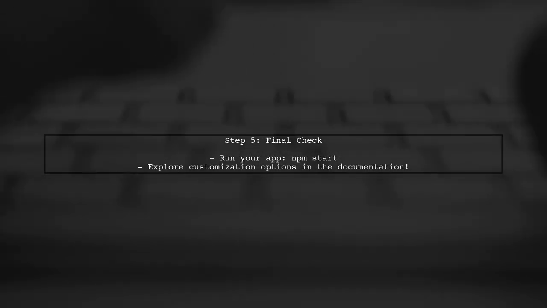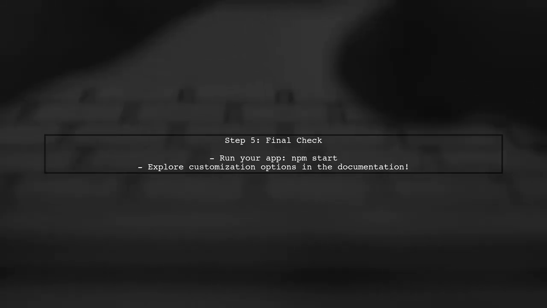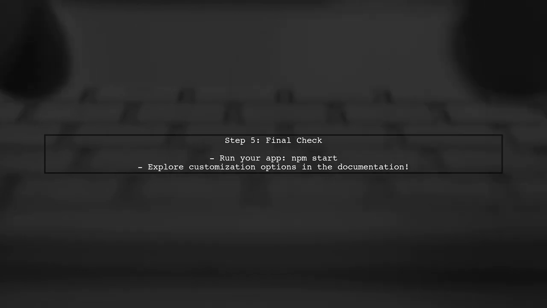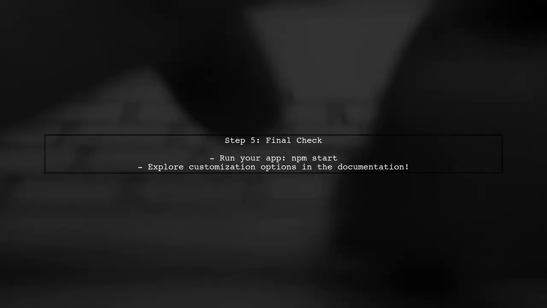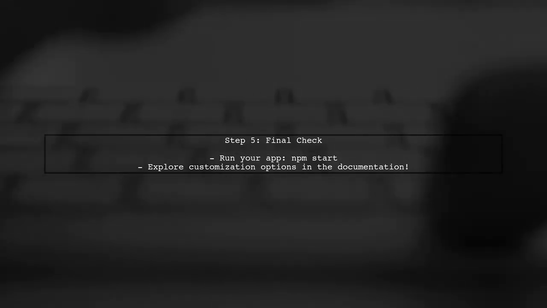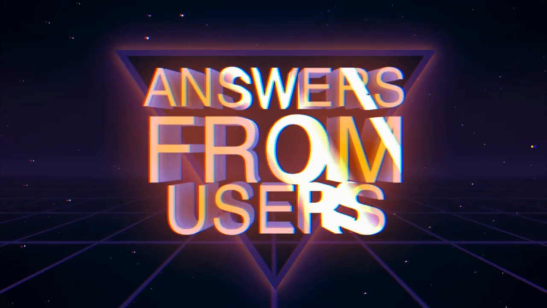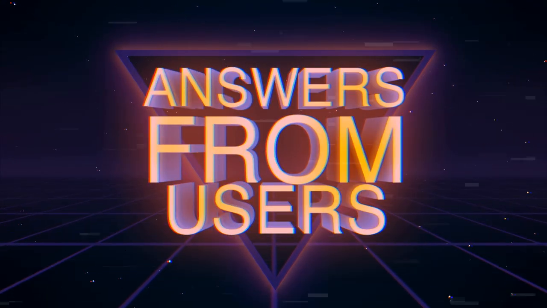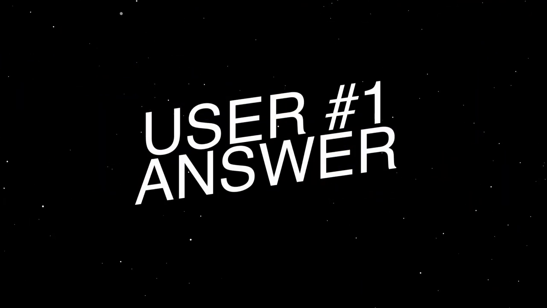And that's it. You now have a working datetime picker integrated with Semantic UI React. Don't forget to check the documentation for additional customization options. Let's now look at a user-suggested answer.